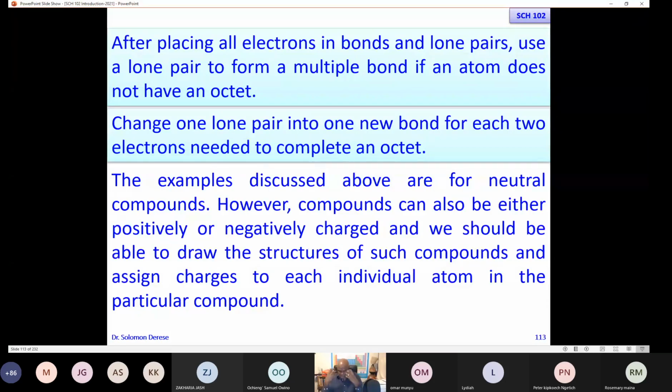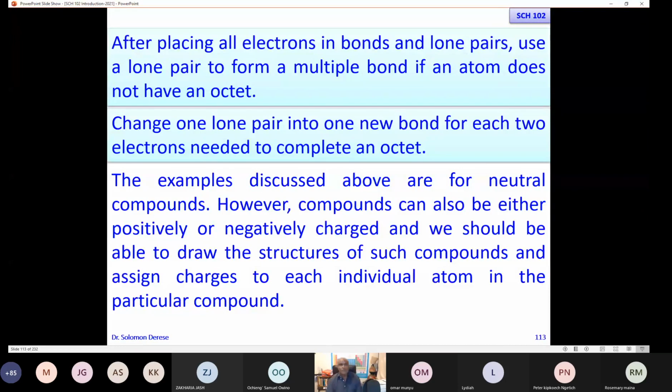Now, the examples we've discussed so far are for molecules that are neutral. We have CH4, which is a neutral molecule. We had methanol, CH3OH, which is a neutral molecule. We had C2H2, C2H4. All these were neutral molecules. They do not have any charges. Since they do not have any charges, all the atoms will have no charges.